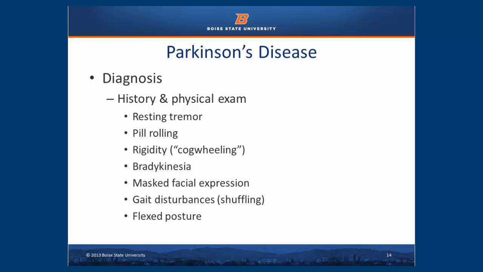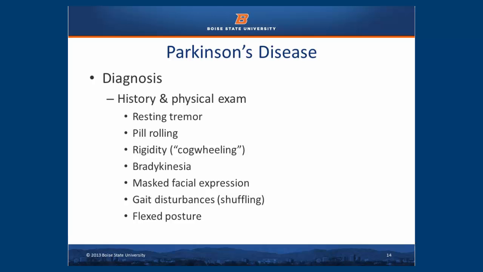These are the symptoms that you'll see in a typical Parkinson's patient. A resting tremor, that's key to know. Not an intentional tremor, but a resting tremor. Pill rolling is when they are rubbing their thumb and their pointer finger together like rolling a pill.